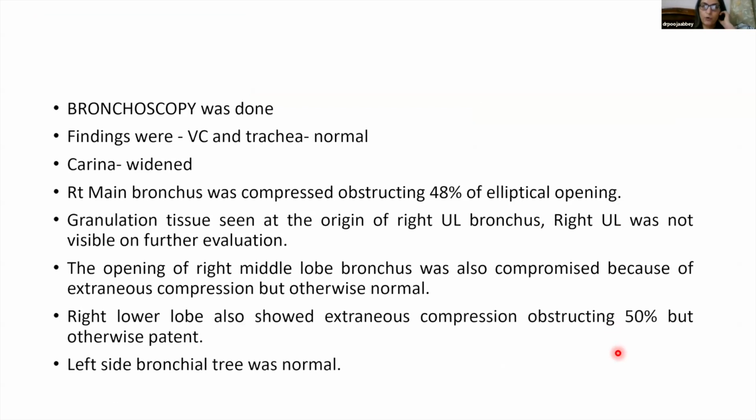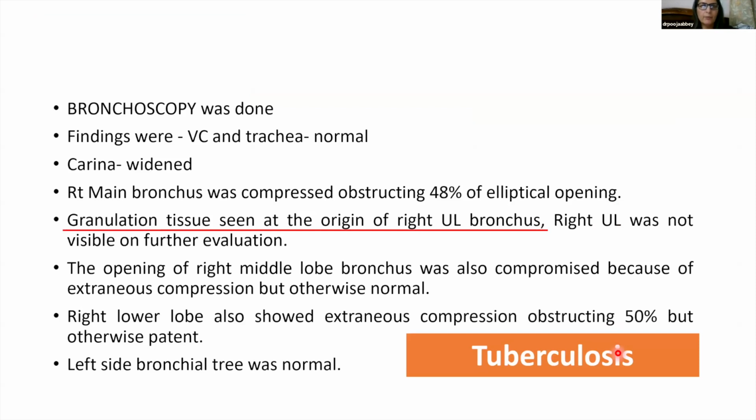Again, they did a bronchoscopy. So what was found here? The right main bronchus was compressed, and there was granulation tissue at the origin of the right upper lobe bronchus. The right upper lobe bronchus was then completely obliterated, or they could not see anything further. The rest of the right-sided bronchi showed some extrinsic compression, partial collapse. But when the granulation tissue was sampled, this turned out to be tuberculosis as well.